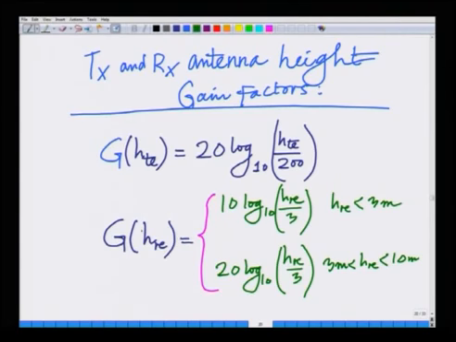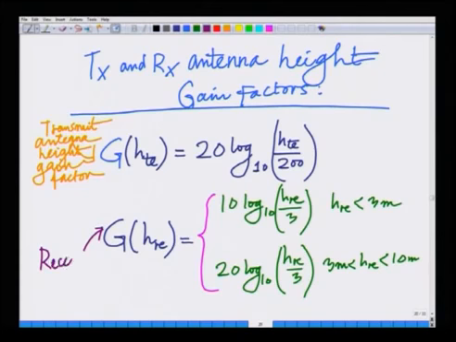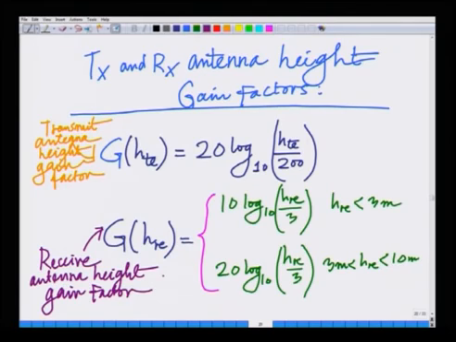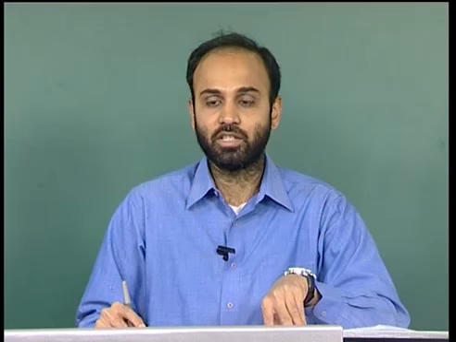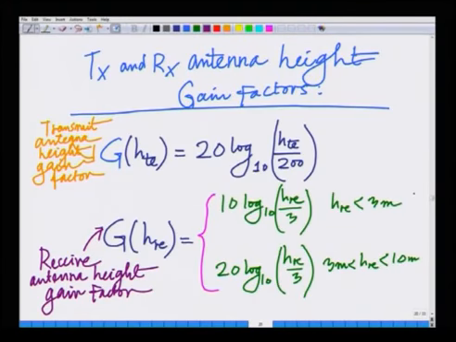So, we are saying there are two gain factors. The first one is the transmit antenna height gain factor, and the second is essentially the receive antenna height gain factor, and GHTE as a function of the transmit antenna height is given as 20 log 10 HTE or 200, and GHRE as a function of the receive antenna height is given as either 10 log 10 HRE by 3 if HRE is less than 3 meters, or 20 log 10 HRE divided by 3 if HRE is in the range of 3 meters and 10 meters.